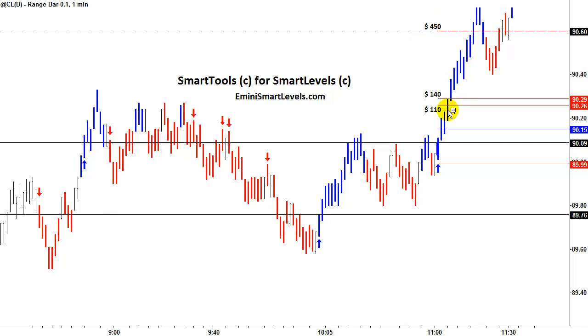This would have been an easy trade to trail stop. As you can see, this would have been a great point to move a stop up to as the market went higher towards the overhead level.